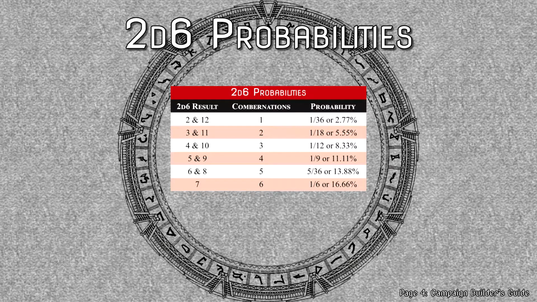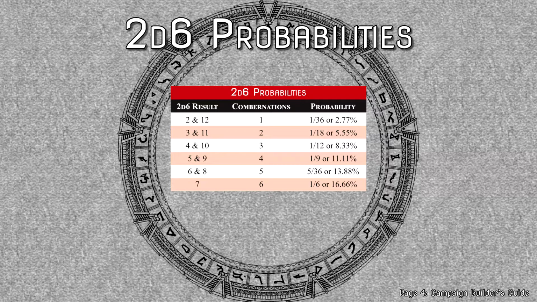There are 2 possible combinations, and it's a 5.55% chance of rolling that. 4 and 10 are 3 combinations, and that is a 1 out of 12, or an 8.33% chance. 5 and 9, 4 possible combinations each. That is a 1 out of 9 chance of rolling, or an 11.11% probability of scoring one of those 2 numbers. 8 and 6, there are 5 different combinations you can get, which gives you a 5 out of 36 chance, or a 13.88% probability of rolling this.